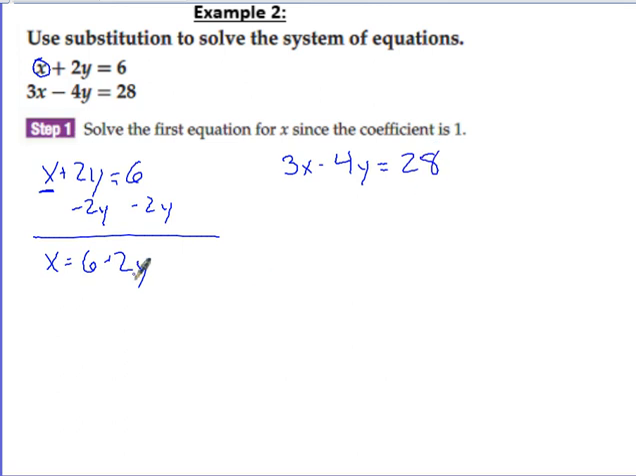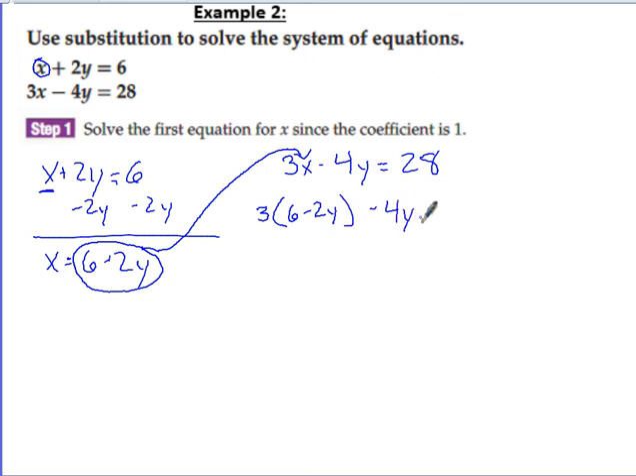That's my second equation. I'm going to take this whole expression, everything on the other side of the equal sign, and plug it in this time for x. So where there's an x in this equation, I'm going to replace it with the 6 minus 2y. So now, instead of 3 times x, I have 3 times (6 minus 2y) minus 4y equals 28. I took the x out and replaced it with this expression.